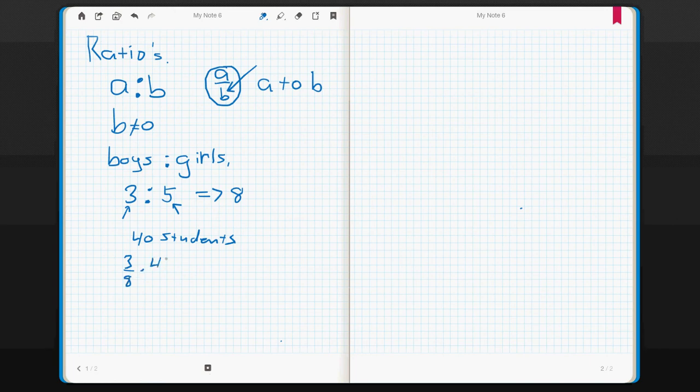If you multiply that by 40, and then you take 5 over 8 times 40, what happens is 8 cancels out with that, and then becomes a 5. You get 3 times 5, which is 15. That becomes a 5. You get 25. What's 15 plus 25? 40, which means there are 15 boys and 25 girls. And that's kind of the way it works.